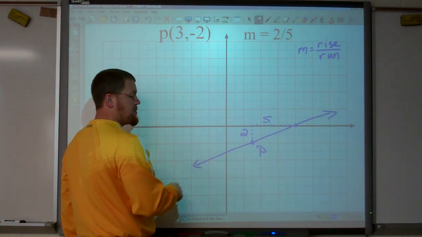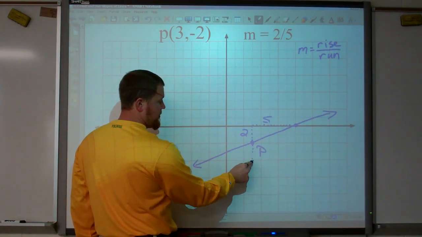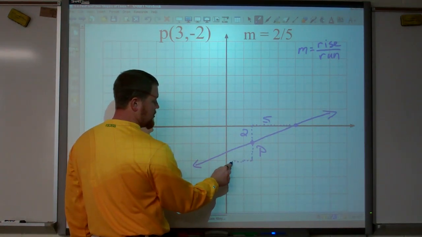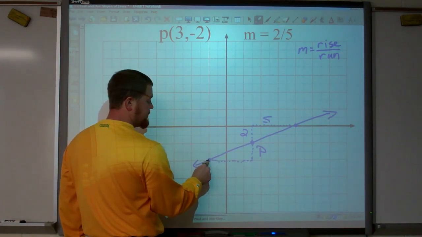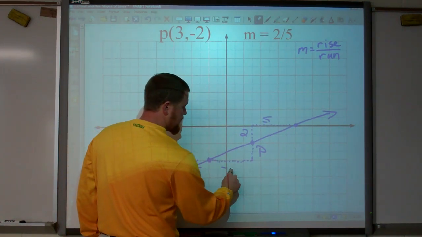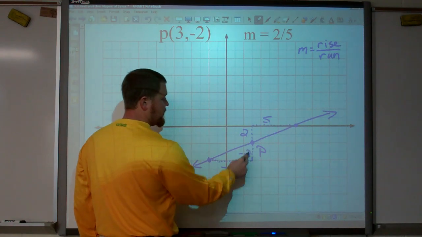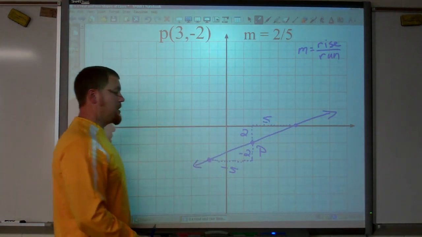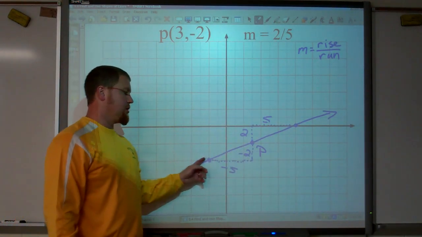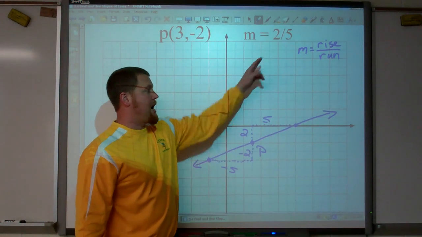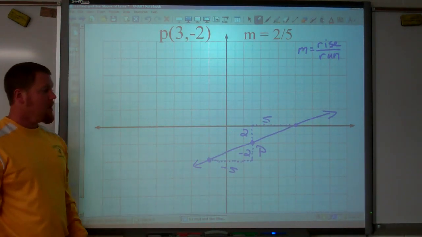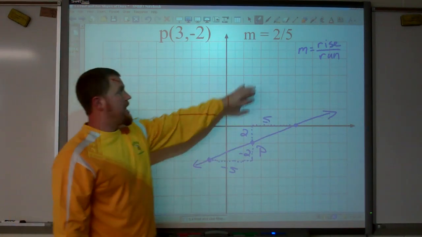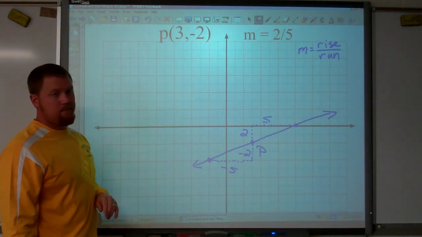And again, you can go the opposite way. You can go down 2, and you can run -5. 1, 2, 3, 4, 5. -5, -2. Going down 2 and negative. And negative divided by negative is a positive. Alright? So you can go either direction. You can go down or you can go up. And again, it's rise over run. So now we have the line that goes through point P, which is 3, -2, and it has a slope of 2/5.